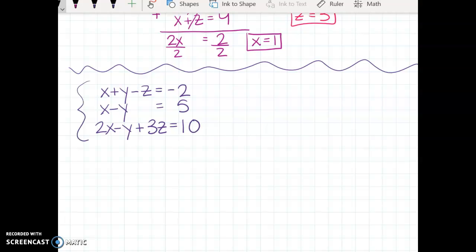X plus y minus z equals negative 2. X minus y, I'm going to leave a space, equals 5. 2x minus y plus 3z equals 10. Once again, lots and lots of options. What I'm going to do, though, is just treat it like any other system of equations with 3 variables and use my steps.